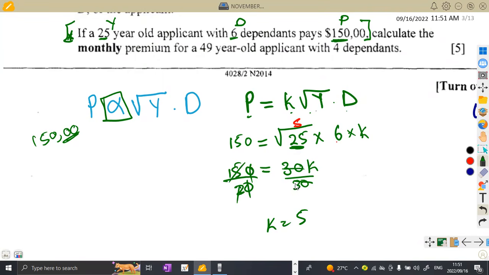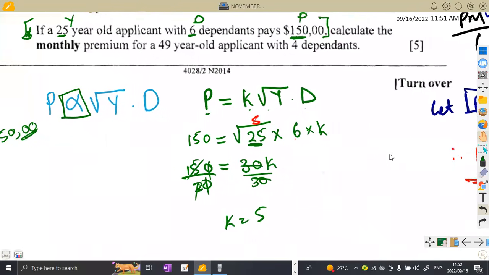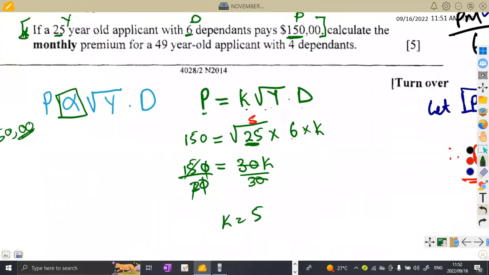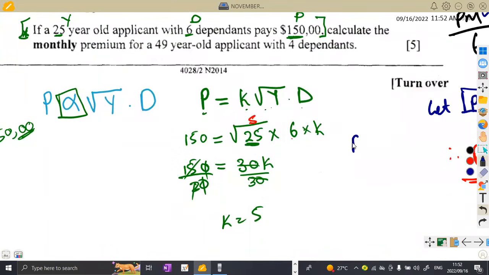Okay, so that means we can connect now the premium, which is the p, to the number of dependents and the years, which means our equation now is going to be p is equal to, since we have the k, which is 5, so it is going to be 5 square root of y times d. Take note, y is the only part that is under the square root.